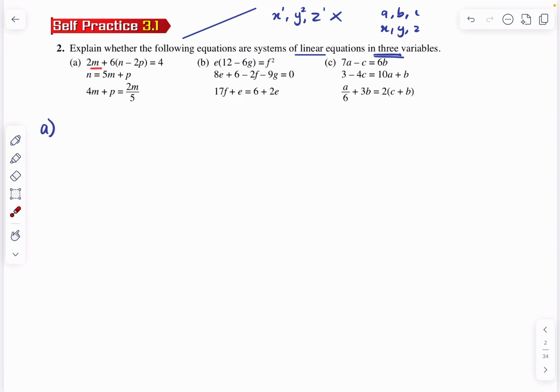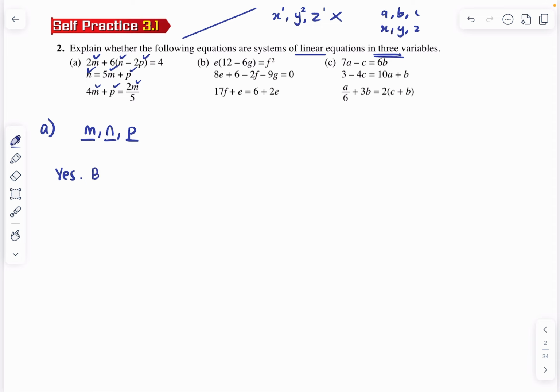So in A, all these unknowns are to the power of 1. So next we have to check whether we have only 3 unknowns or not. So the first one we have M and P. Second one N, M, P. Okay, nothing extra. Third one M, P, M. Okay, so it all falls within this M, N, and P. So this will be a linear equation in 3 variables.